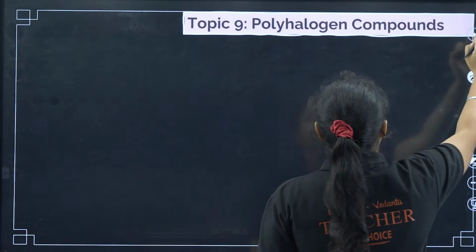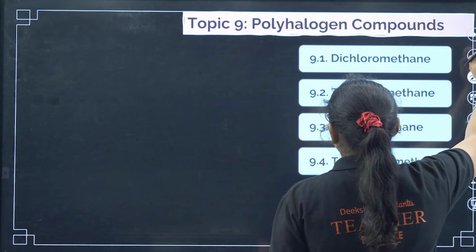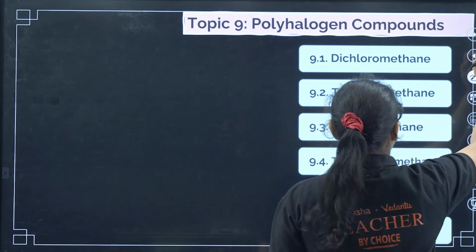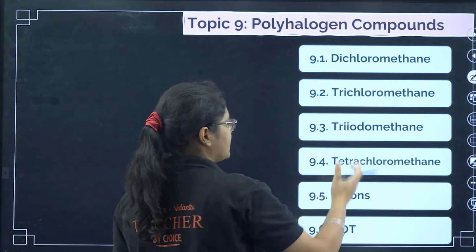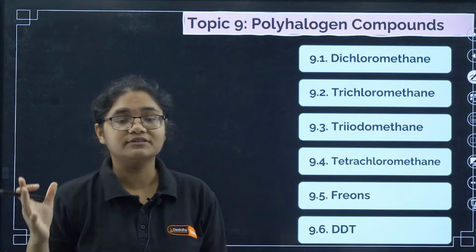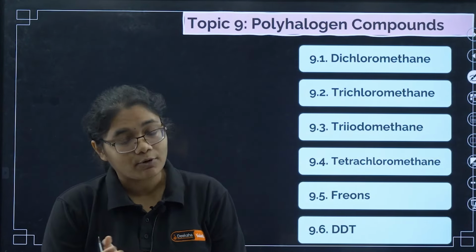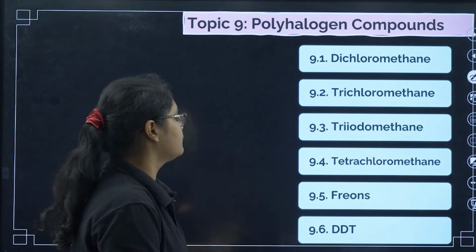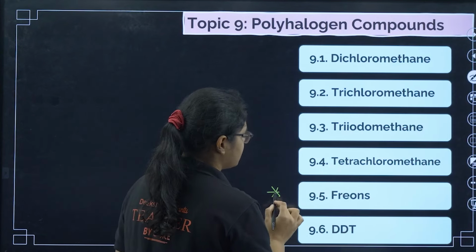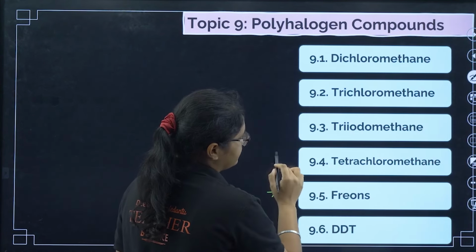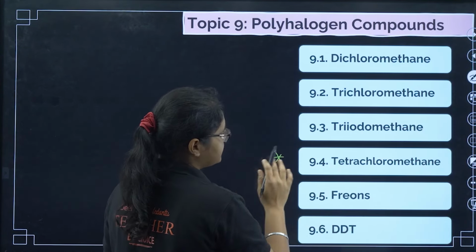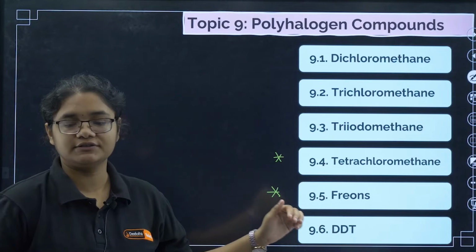Now we will talk about polyhalogen compounds. There is not much here, this is something very theoretical. There are some polyhalogen compounds that we use in our daily life, and there are some compounds which are highly poisonous and toxic. So we have to focus more on Freons and tetrachloromethane. These are two important compounds, others you can just overlook.